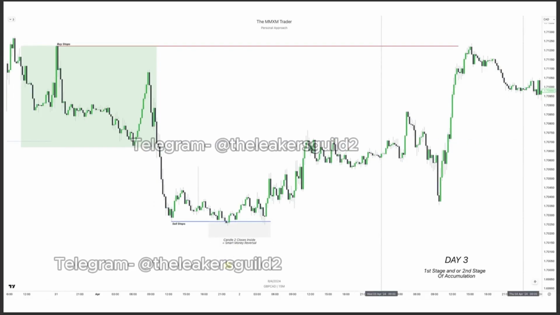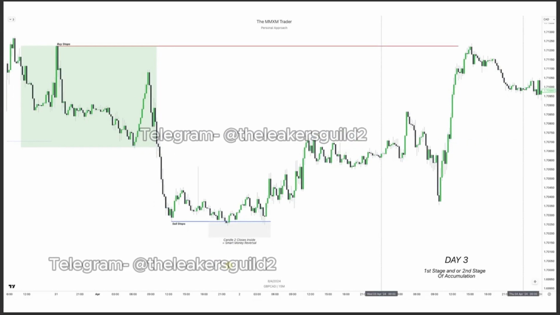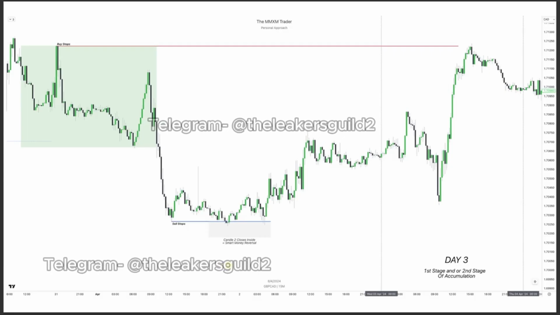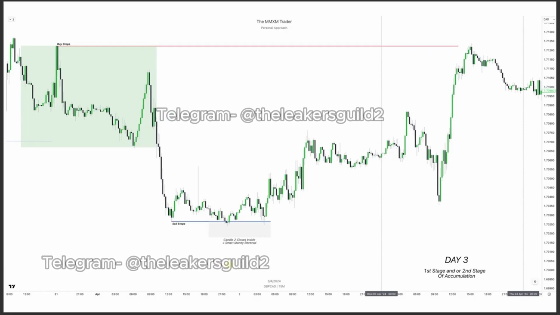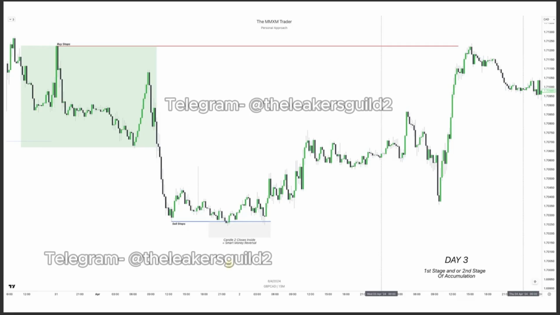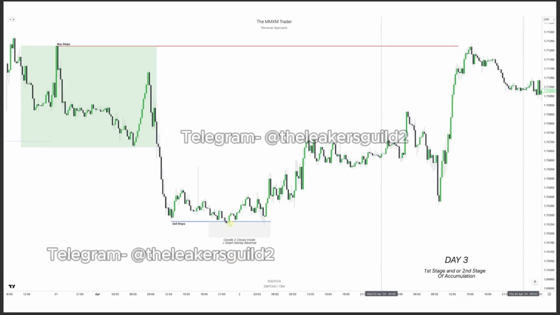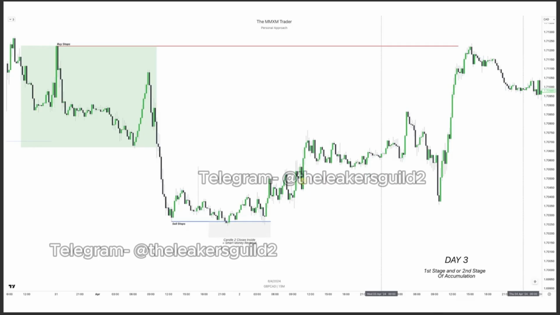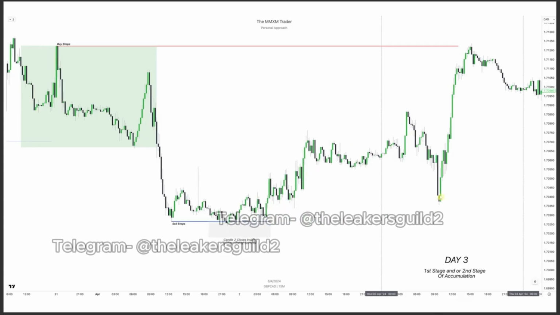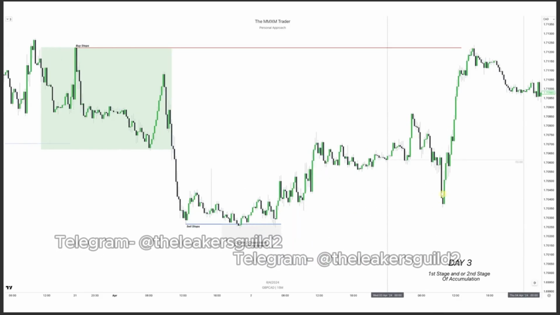So after that smart money reversal happens, right, we want to focus on day number 3, which is either first stage and/or second stage of accumulation for buy side of the curve. So importantly, right, we wait for the second candle to close inside of the range, and then we focus on the third day. Now what do we map out?